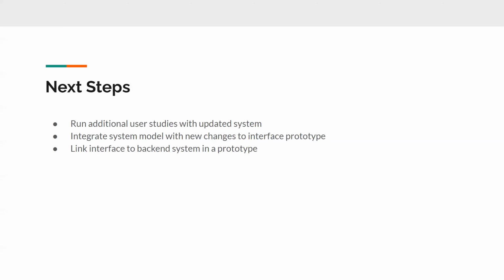So as next steps, I would like to run additional user studies with an updated interface and system. In addition, I would like to integrate the system model with the new changes made to the interface prototype. And finally, I would like to link the backend system to the interface and test it as a prototype for various other websites aside from the XKCD example used in my interface prototype. Yeah, that's all. Thank you for watching.